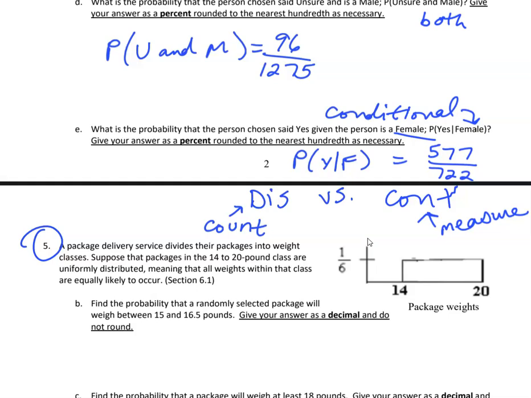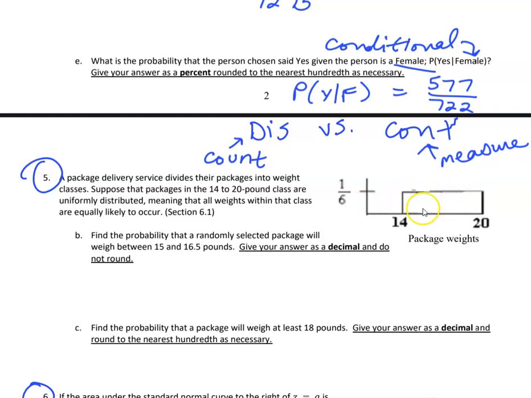We measure time. Ask yourself, do I count it or do I measure it? If it's something we count, then it's a discrete variable. If it's something we measure, it's going to be a continuous variable. So make sure you're clear on the difference between those two types of variables. When it's a continuous variable, the way we represent it is to use a probability density function, or a graph as we do in number 5.